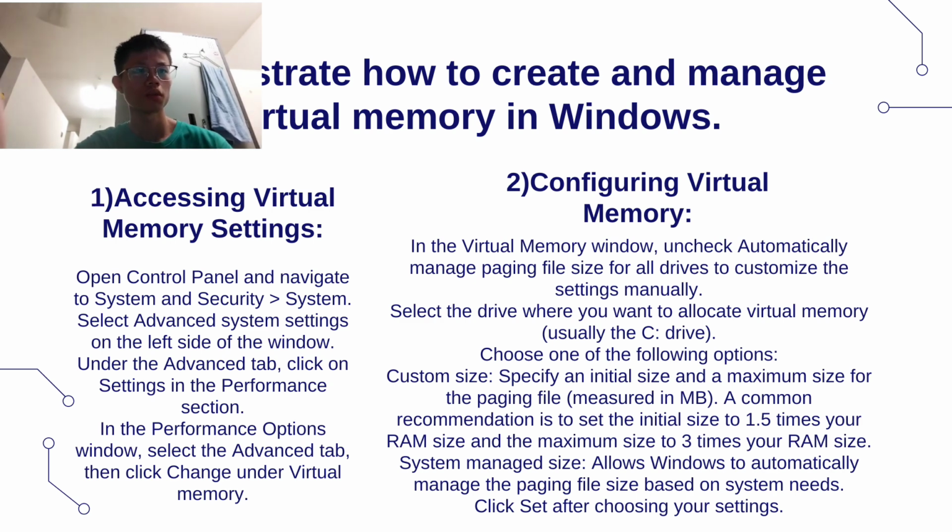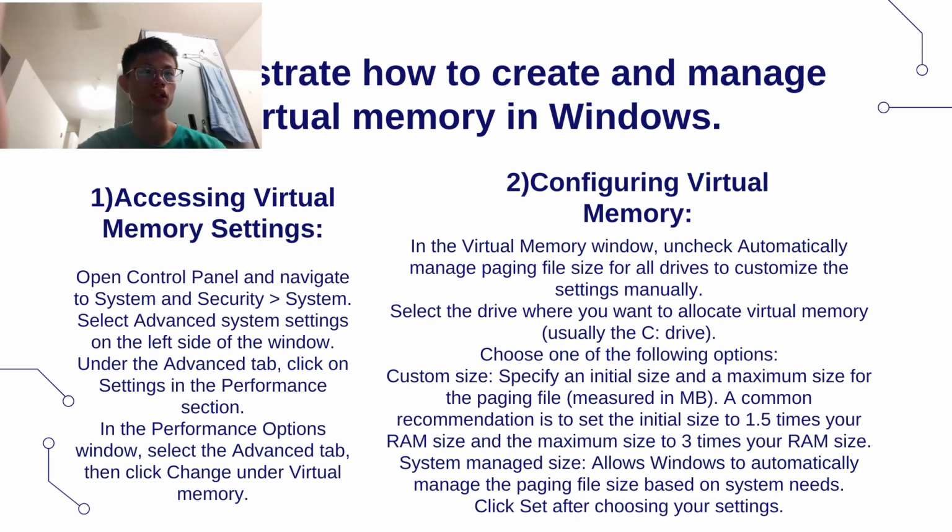Second step is configuring virtual memory. In the Virtual Memory window, uncheck Automatically manage paging file size for all drives to customize the settings manually. Select the drive where you want to allocate virtual memory. Choose one of the following options. First is custom size. It specifies an initial size and a maximum size for the paging file. A common recommendation is to set the initial size to 1.5 times your RAM size and the maximum size to 3 times your RAM size.